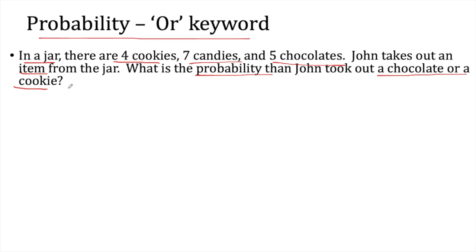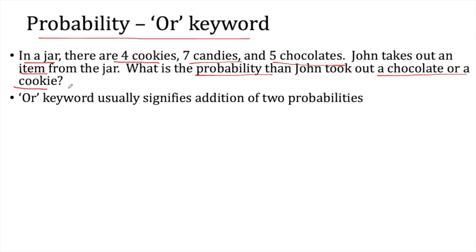So as you can already see, we're dealing with two different items from our sample set. Our sample set contains cookies, candies, and chocolates, and we're dealing with chocolates and cookies instead of just one item from our sample set. So, whenever you see the OR keyword in a probability question, for simpler probability questions, the OR keyword will almost 100% of the time signify the addition of two different probabilities.